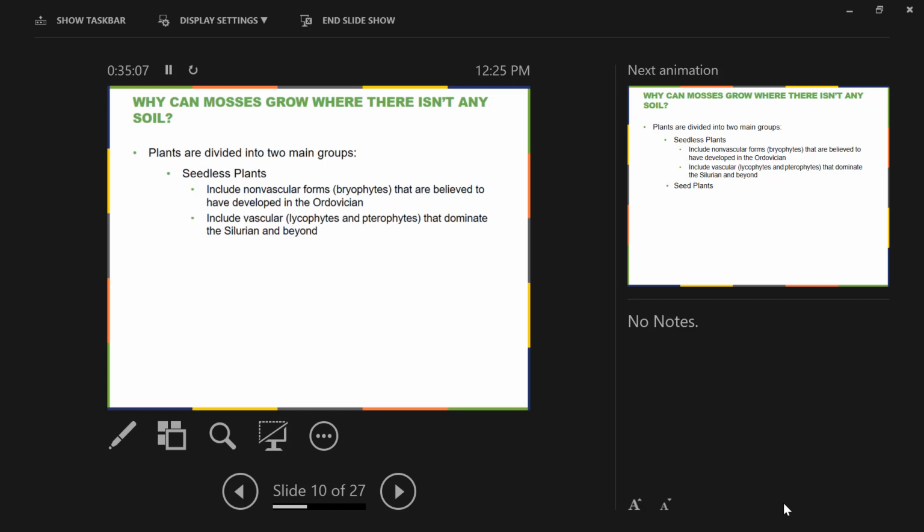All right. So inside of seedless plants, we also have vascular plants: lycophytes, which are ferns, and pterophytes, which dominate the Silurian and beyond. Again, another word we're not ready for yet. But it's there, you can write it down, you can store it up for later application.